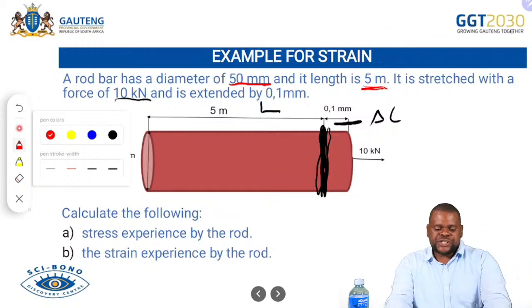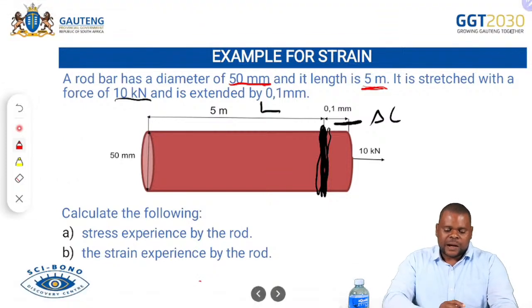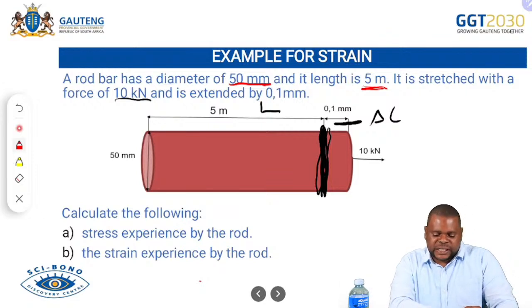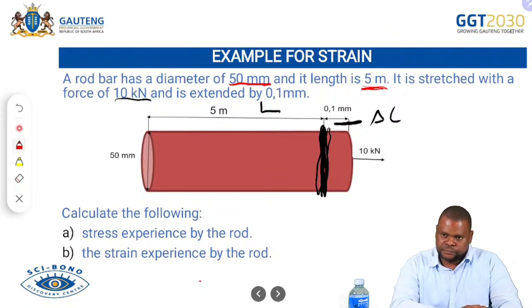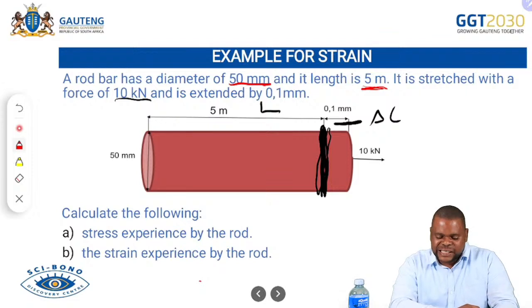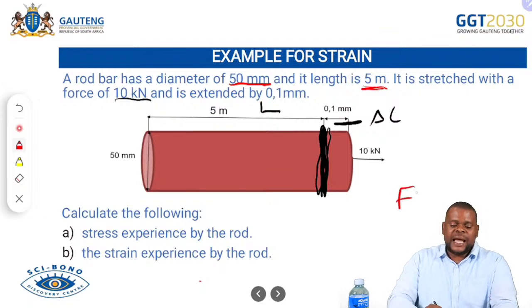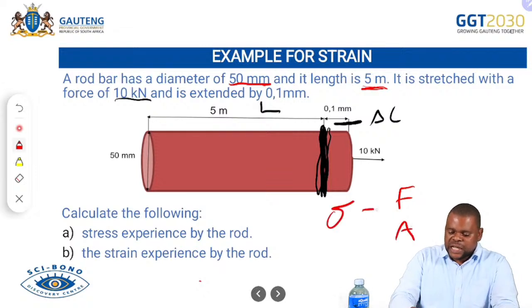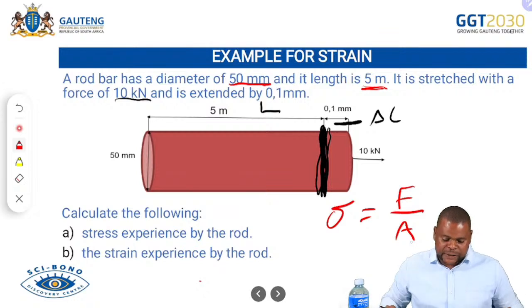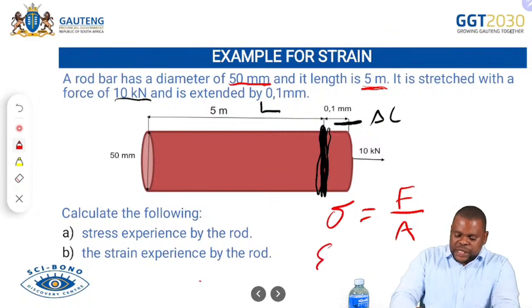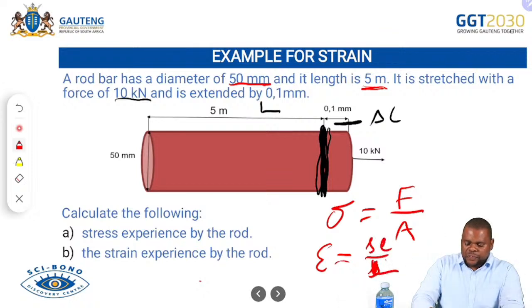Then we continue. The question says, calculate the following. Calculate the stress experienced by the rod. Secondly, calculate the strain experienced by the rod. Remember, in order to calculate the stress, we need force and we need area, because stress is equal to force divided by area. Then, to calculate the strain, strain is equal to change in length divided by original length. Okay, let's continue.